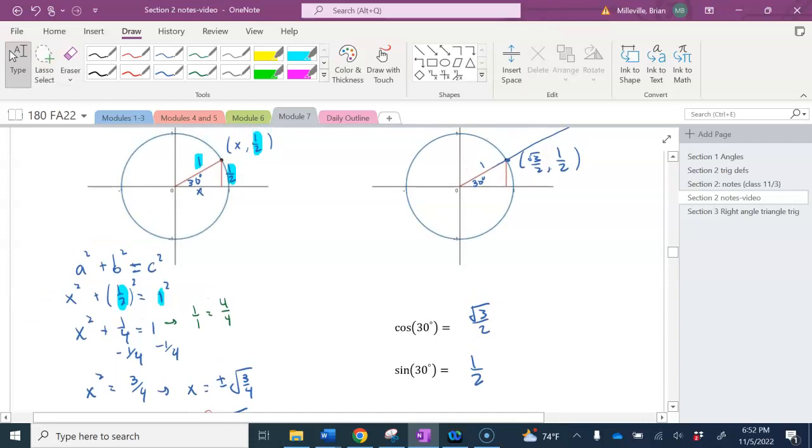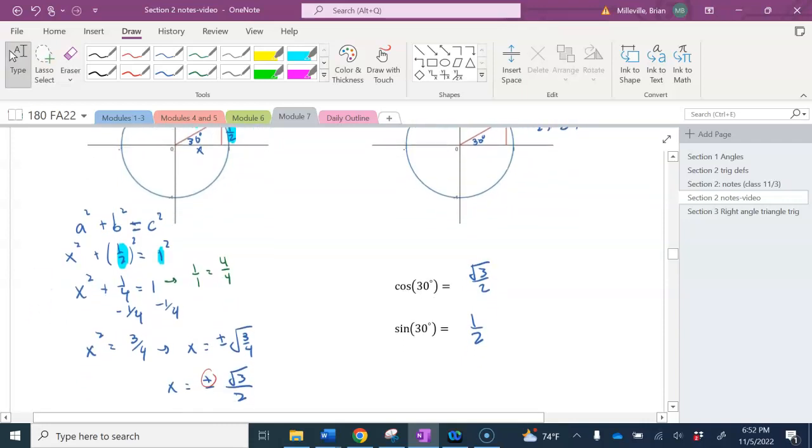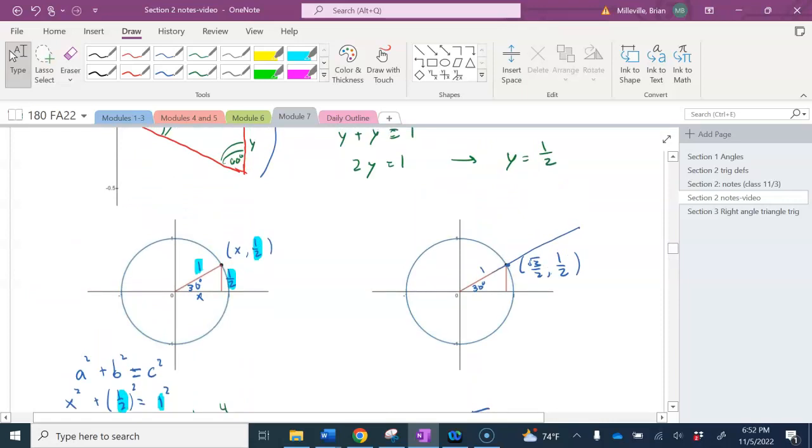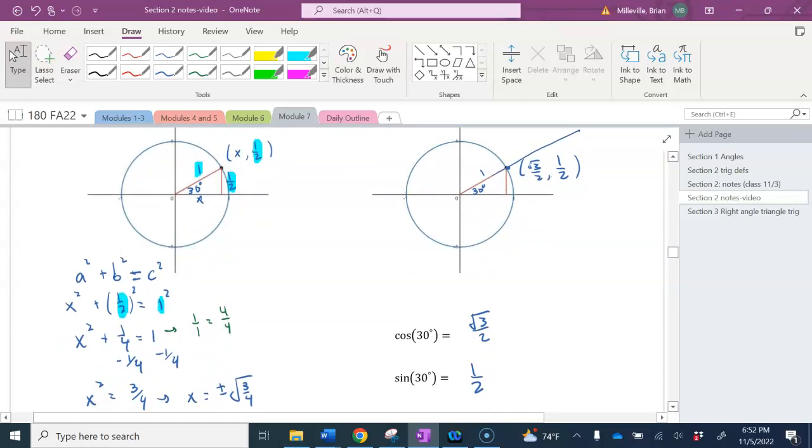We can extract square roots to get that x is plus or minus the square root of 3 over 2. We're talking about a point in the first quadrant, so our x coordinate has to be positive. We take the plus sign there, and that shows us that we now know both the x and y coordinates of where the terminal side intersects the unit circle for the 30-degree angle, and therefore we know the values for cosine and sine of 30 degrees. They're square root 3 over 2 for cosine and 1/2 for sine.